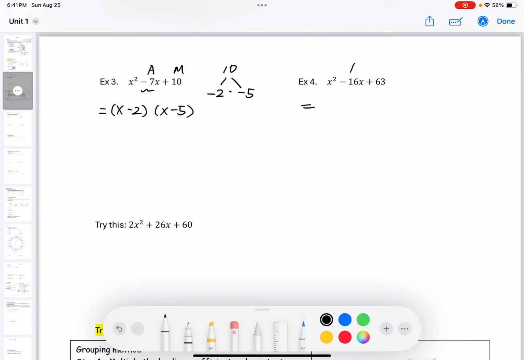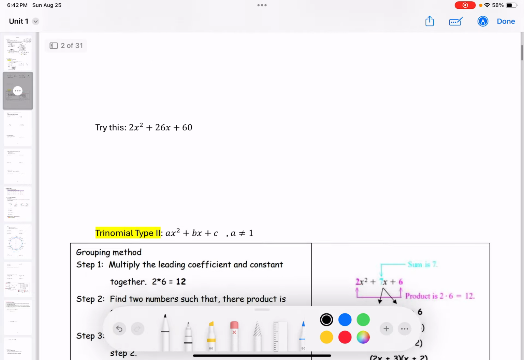So let's see, using the AM method, you can also use the crisscross method. M is 63. Every time pull out the M, and then find two factors whose addition makes negative 16. Both of them must be negative. So what can make 63? 7, 9, or negative 7, negative 9. And yes, addition of them can make negative 16. So fill out the blanks: x minus 7 times x minus 9. Okay, so let's try the next one.